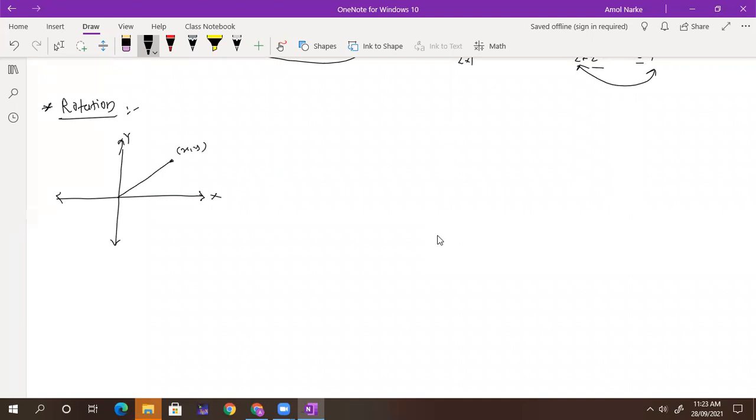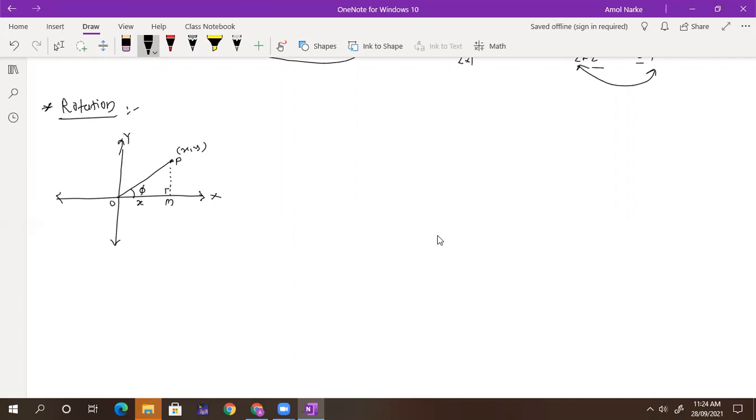I draw a perpendicular on that line. This is my perpendicular, and this is my angle phi. So tell me, what is the distance from O to M? OM is the X distance. Yes or no? Am I audible?